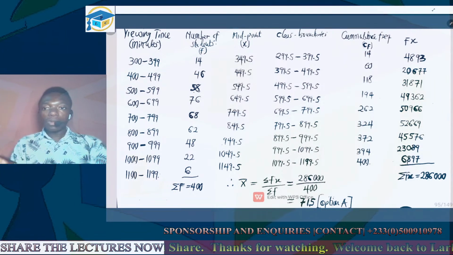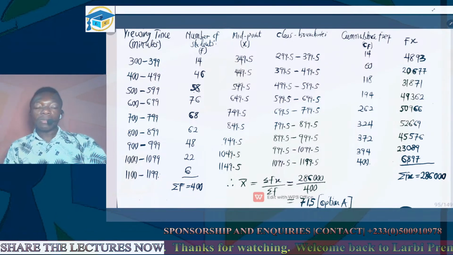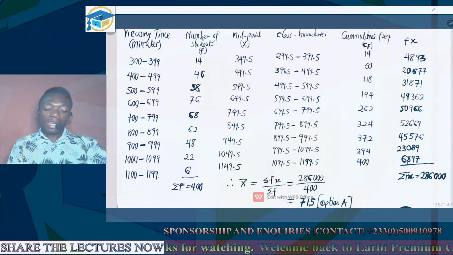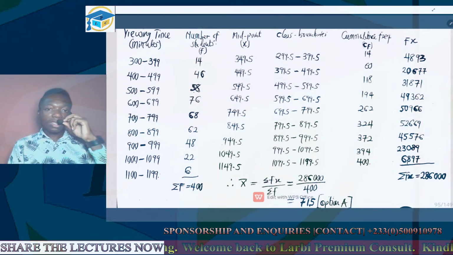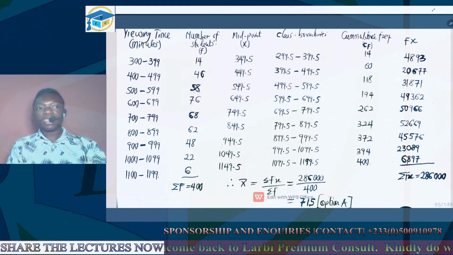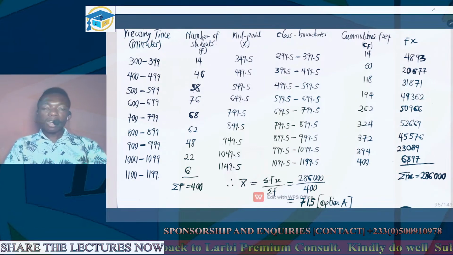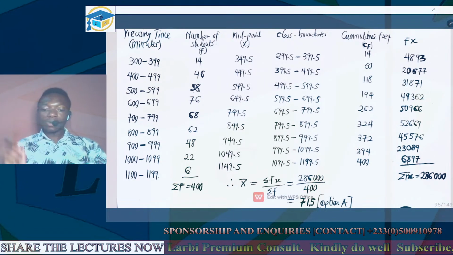So that's what we need to do when it comes to grouped data. You must first calculate your midpoint, and then multiply the midpoint by the frequency so that you get your summation f of x, and then divide by summation f so that you get your mean for grouped data. So let's take note of that.